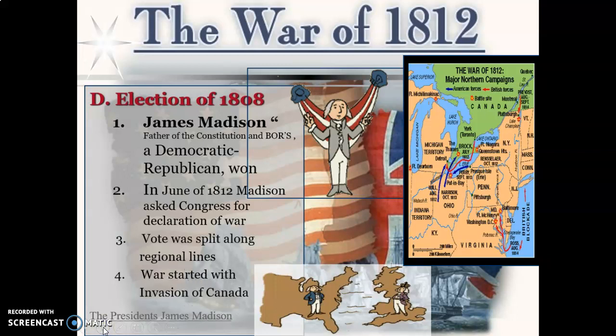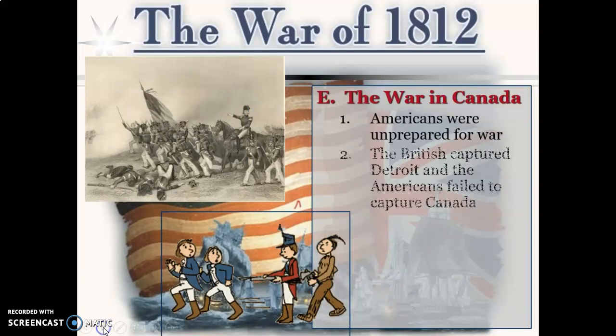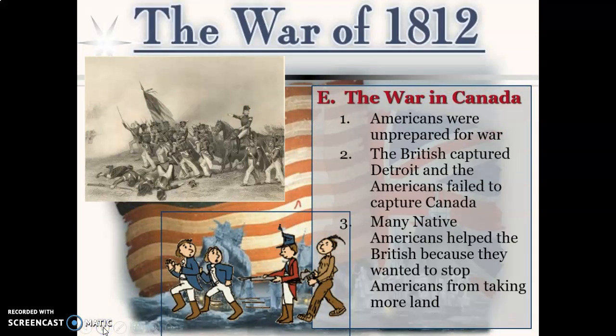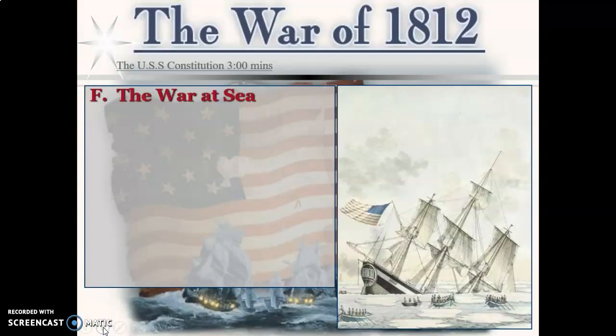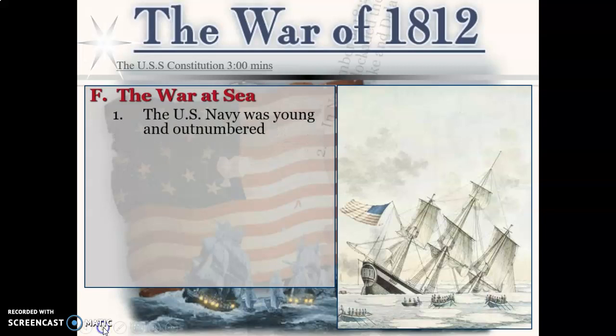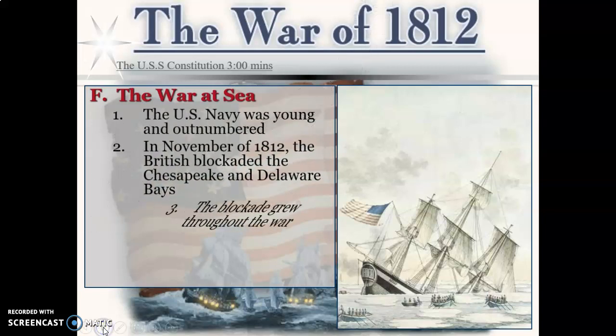And as you see, the war is going to start with us invading Canada. So, how does this work out for us? We're unprepared for war. The British captured our city of Detroit. Americans failed to capture Canada. And many Native Americans helped the British because they wanted to stop Americans from taking more land. In other words, it ended up as a debacle. And we're going to be lucky to get that land back.